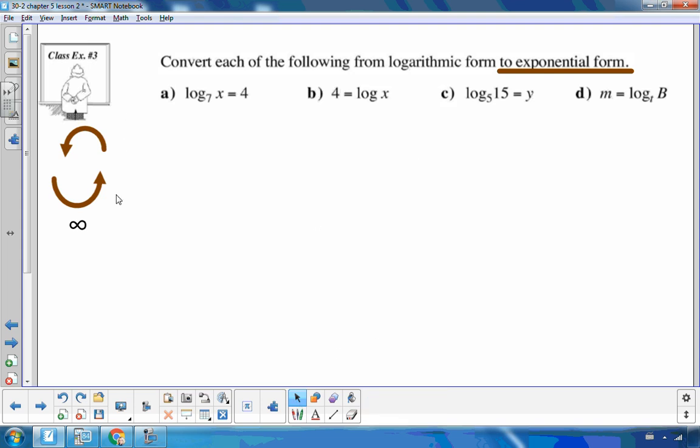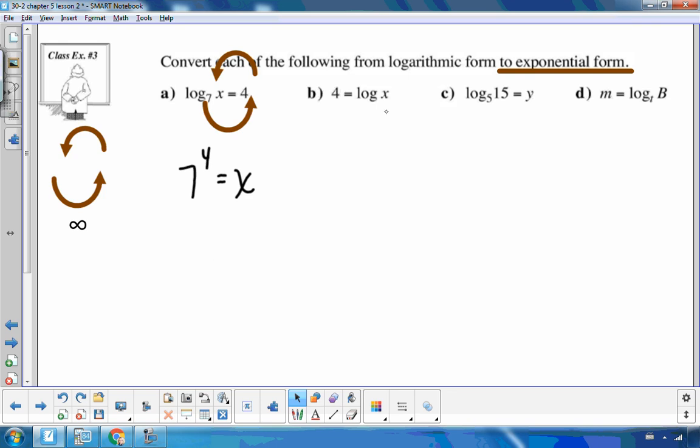So again, I just use my circle of logs. So for this one here, I do base to the answer equals exponent. So 7 to the exponent of 4 equals x. And then I can solve this. So x is equal to 7 to the exponent of 4. We can leave it like that, we're just switching it to exponential form, so I don't have to do the answer. I'm doing too much work.